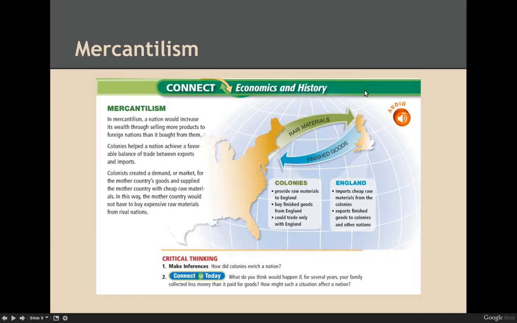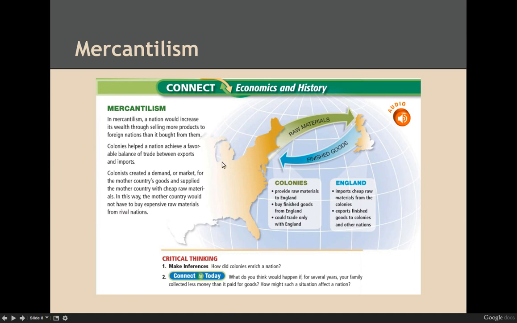And here's how they made money. The colonies generated raw materials, and they sent them over to England. And then England took these raw materials, made goods, and sold them back to the colonies. So the colonies served two purposes. First, they provided cheap raw materials that England didn't have to buy from anywhere else. And then they served as a market for English finished goods. So this was really good for England, because they got all this cheap stuff and they had a pre-made market. They could control who the colonists could buy from.